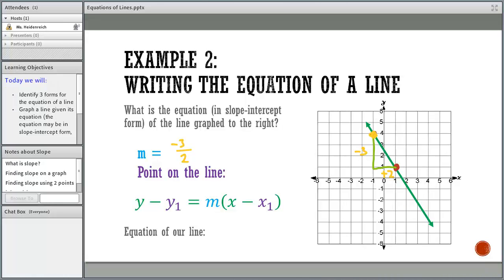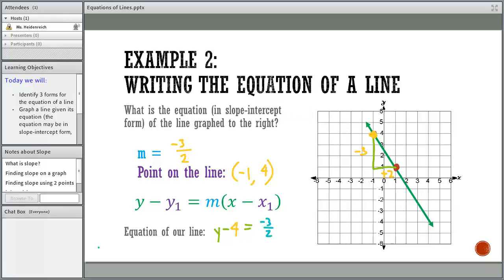And then I pick any point I want. I just have to pick one that's on the line. So I'll just pick that top one, the yellow one. And that point is negative 1, comma 4. And I could have picked the red one. That would have been valid too. But I'm going to use this one, and I'm going to start writing my equation. So I keep the y, and then it says to write a minus. And then I'm supposed to put a y value, which is 4 from my point. And then I'm going to use my slope value, which is negative 3/2.